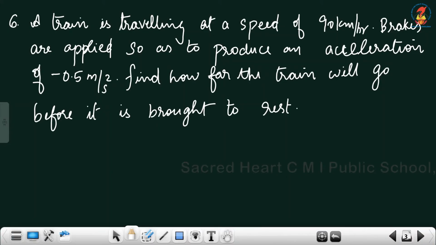Next problem. A train is travelling at a speed of 90 km per hour. Brakes are applied so as to produce an acceleration of minus 0.5 meter per second square. Means the acceleration will decrease, negative acceleration. That negative acceleration is represented by the negative sign, or retardation. So, minus 0.5 meter per second square.